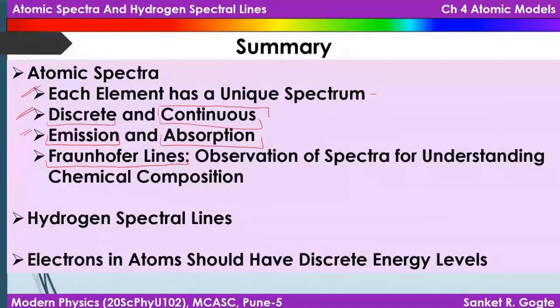Then we saw the spectral series: Lyman, Balmer, Paschen, Brackett, and Pfund. The Lyman series lies in the ultraviolet range. The Balmer series is in the visible range. The Paschen, Brackett, and Pfund series have wavelengths that lie in the infrared region. And finally, by observing atomic spectra, we can conclude that the energy of electrons in the atom should be discrete. This was the last slide. We will stop here.